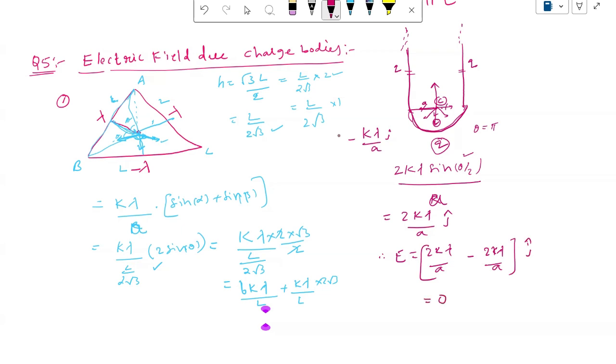So along the x-axis and along the y-axis, the total net field is 0. So therefore, at this point, the field will become zero. You can take one more similar model, but this question will be asking about field and force. So another model of question.